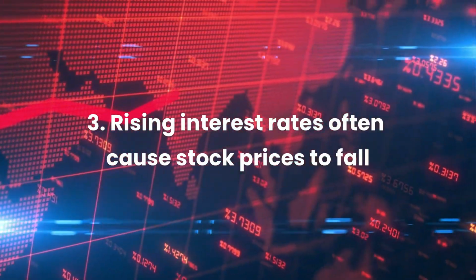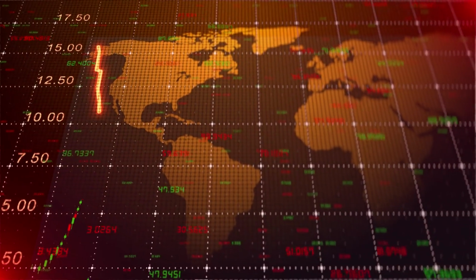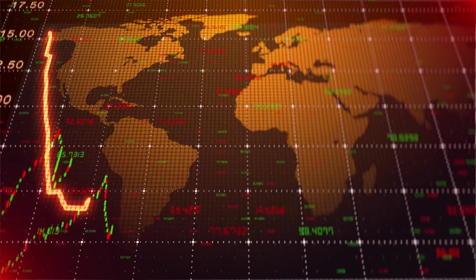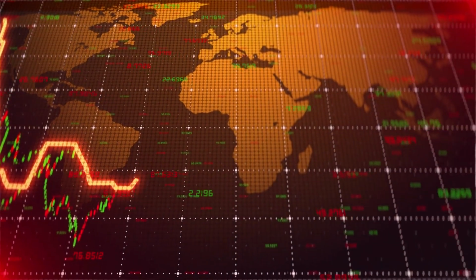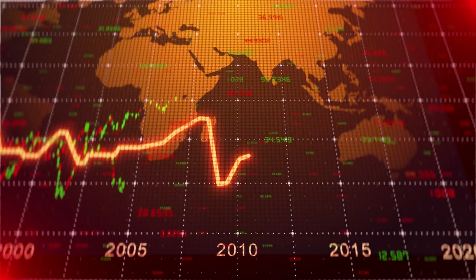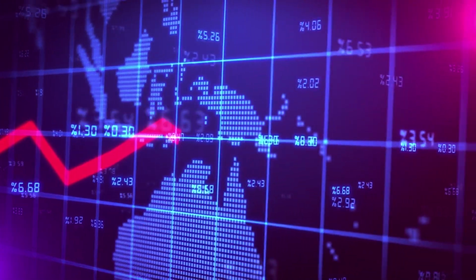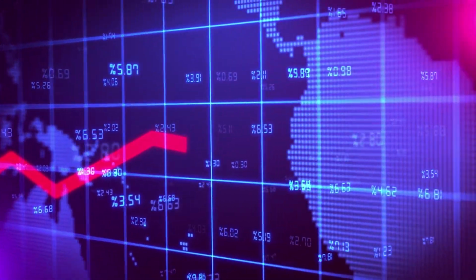3. Rising interest rates often cause stock prices to fall. When interest rates rise, borrowing costs increase for companies. This can lead to less investment in new projects, slower growth, and lower profits. Higher rates also make bonds and savings accounts more attractive, so some investors move money out of stocks and into safer investments.